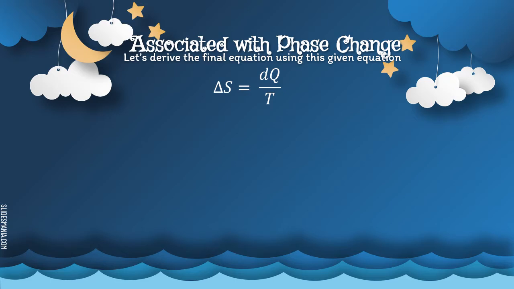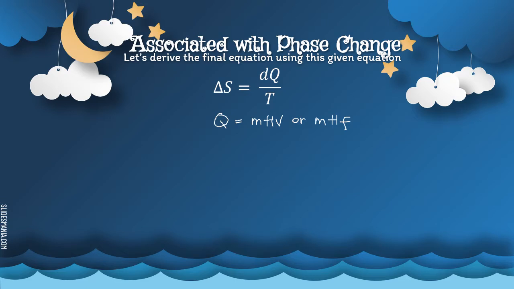First, let's derive the equation that we will be using. So delta S is equal to delta Q over T. And the formula for Q that is associated with phase change could be your mHv or mHf, wherein Hv and Hf are your heat of vaporization or your heat of fusion. That is also commonly termed as your enthalpy of vaporization or your enthalpy of fusion.